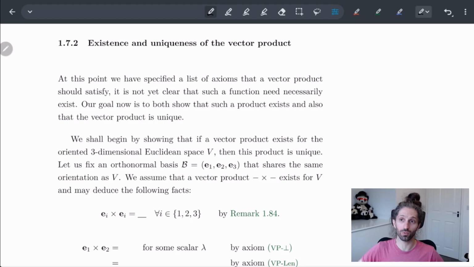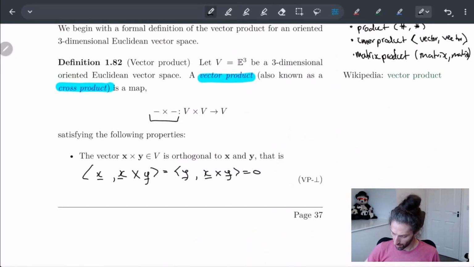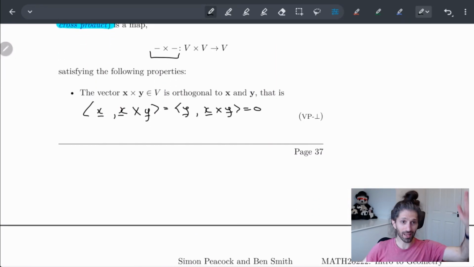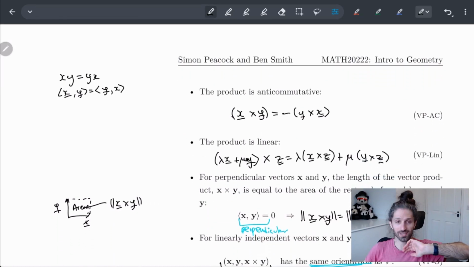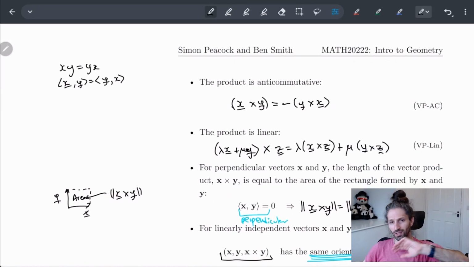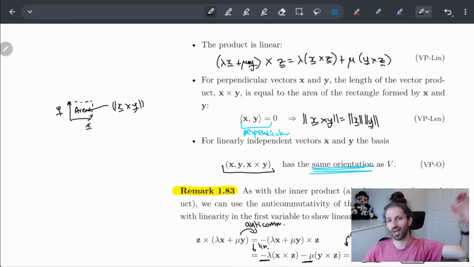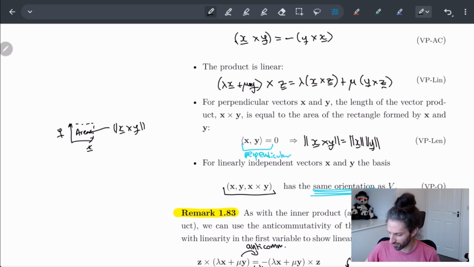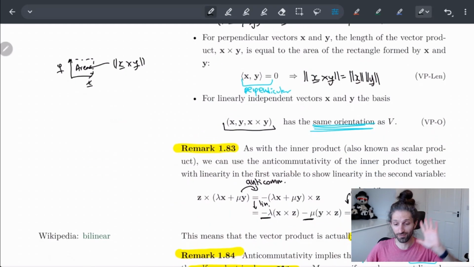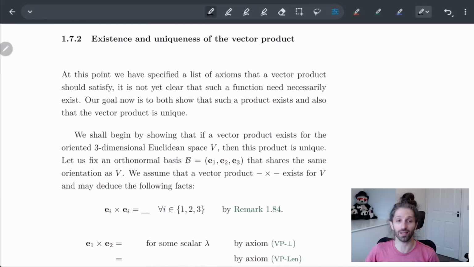In essence, we gave a definition for the vector product in the last video. It took a nice 15 minutes almost to define what a vector product is. We had a million conditions. We said, oh, we need this orthogonality condition, we need this anti-commutativity condition, we need this linearity condition, we need this length condition, and then we want this orientation condition. So we have 5 different conditions for a vector product.